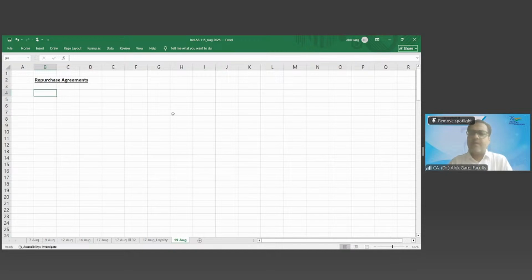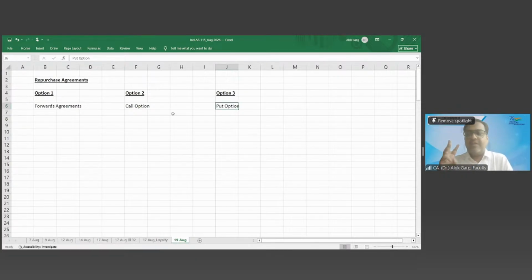Friends, when I say repurchase, it means I have sold and I will repurchase. Friends, there are three options in repurchase. What are the three options? Option number one is known as a forward agreement or forward option. Option number two, call option. Option number three is put option. Now let me explain you one by one.